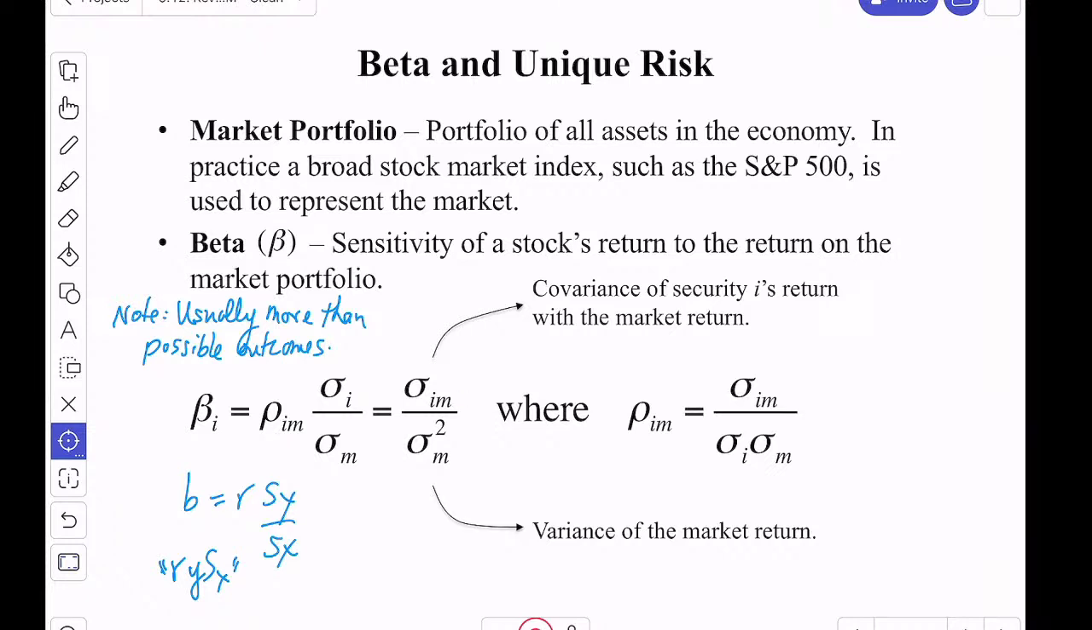This is the covariance spread out over the variance of the market returns. So it's a measure of how it's a fraction, right? Of the covariance of this asset's returns with the market spread out over the variance of the market returns, and it reflects the sensitivity of this asset's returns with market performance.